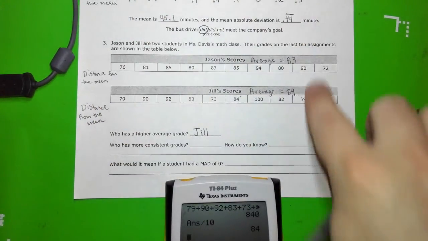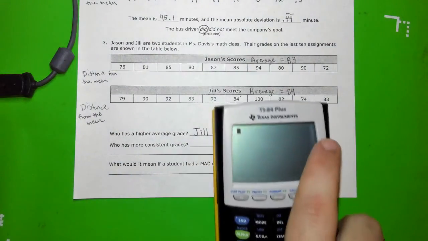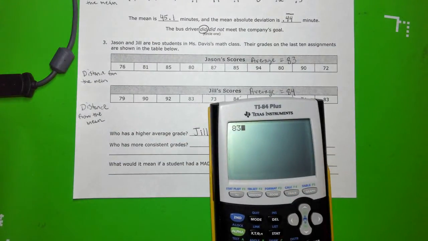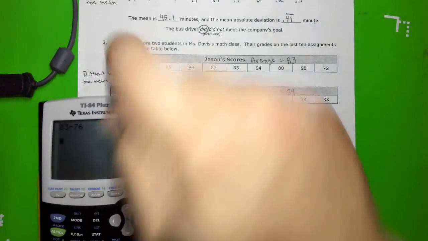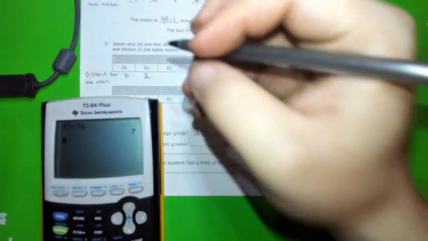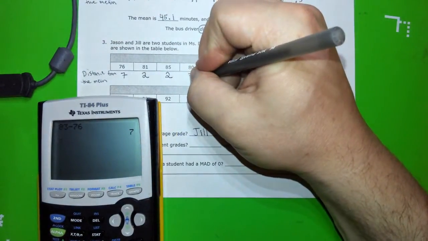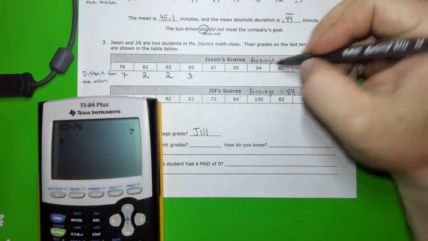Okay, so I'm going to start with Jason's average. I'm going to do 83 minus 76. So this distance here is 7. I'm going to do 83 minus 81. That distance is 2. 83 to 85, that distance is 2. 83 to 80, that distance is 3. 83 to 87, that distance is 4.